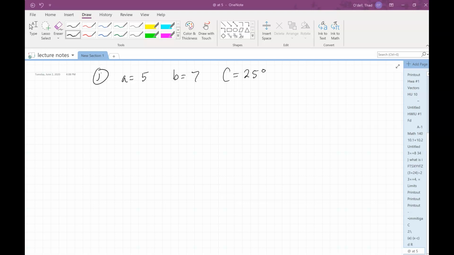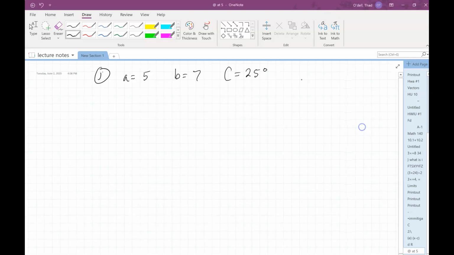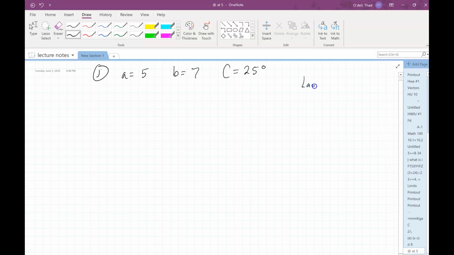Alright, this is some more video on solving triangles that are not right triangles. So, at this point you should have watched the two videos on using law of sines. There's another thing called law of cosines, which is on the help sheet.